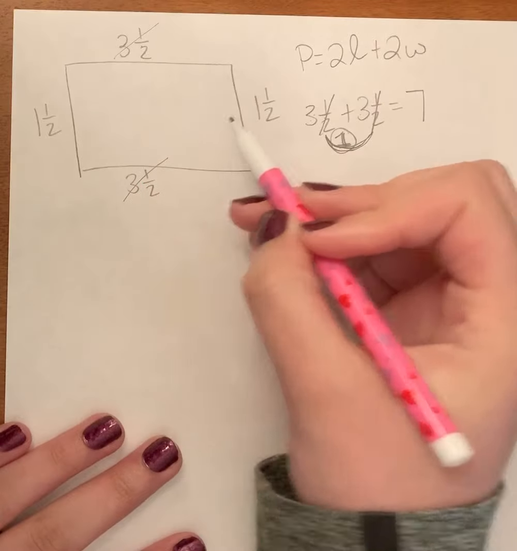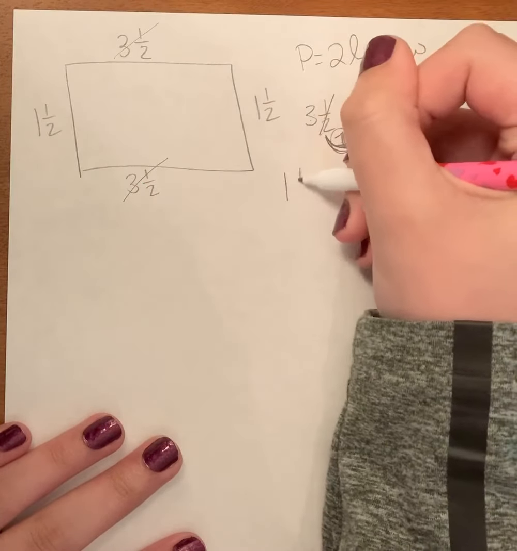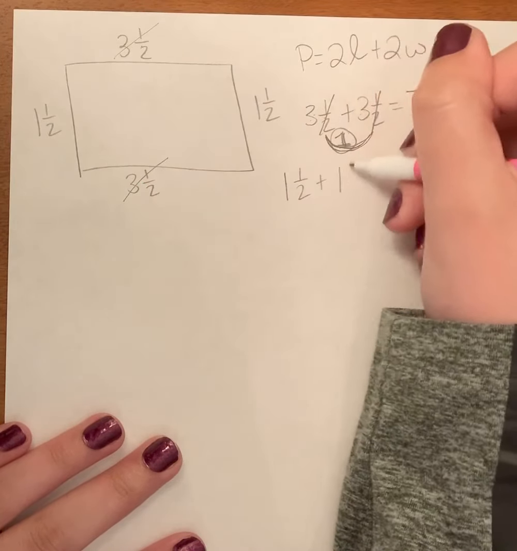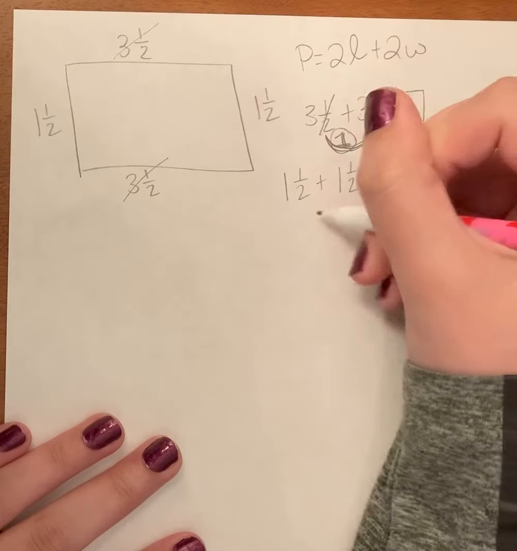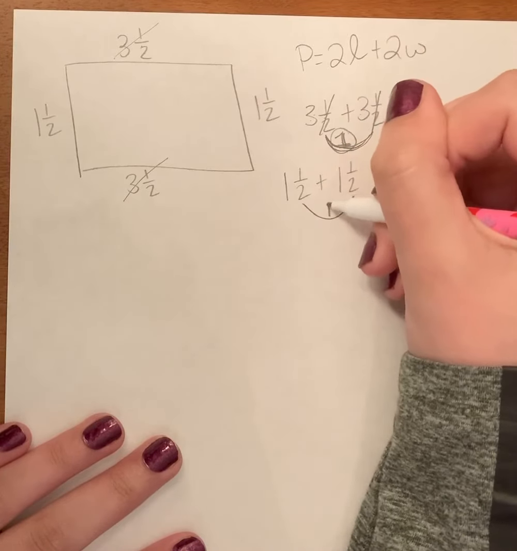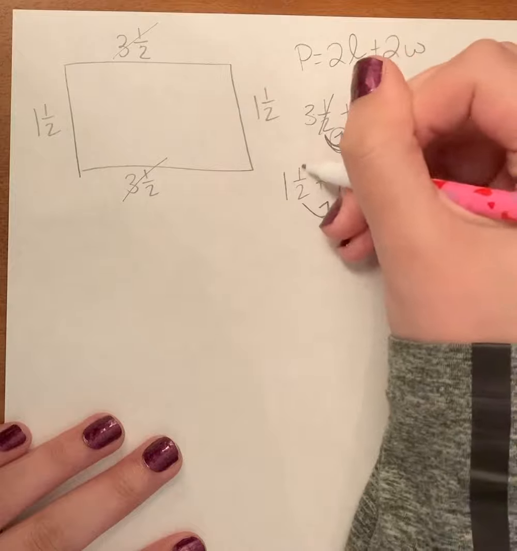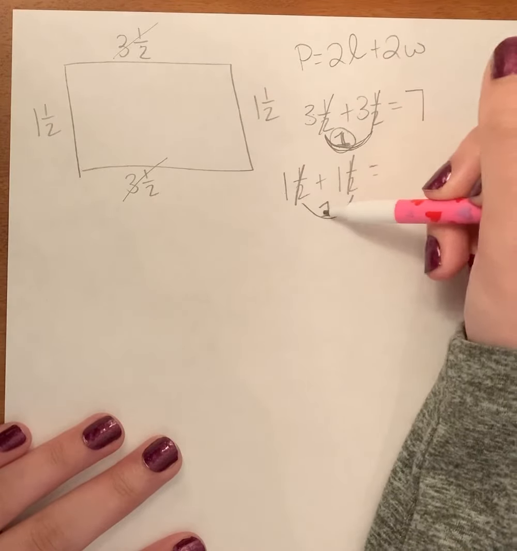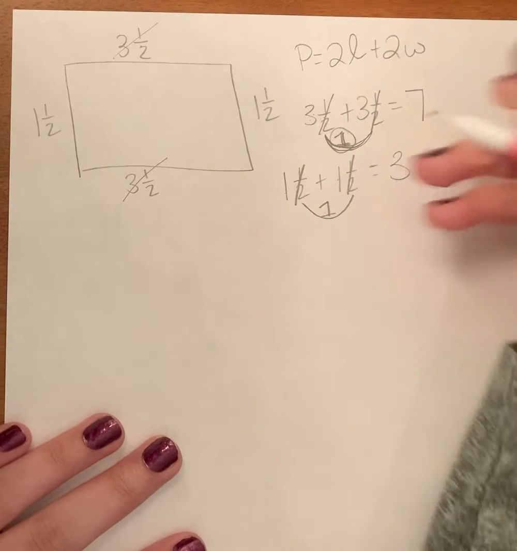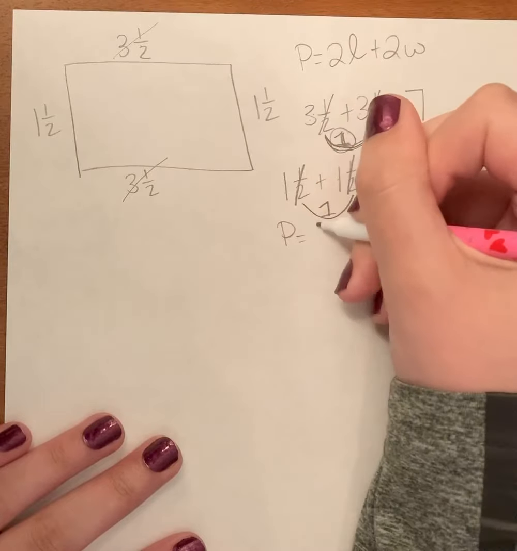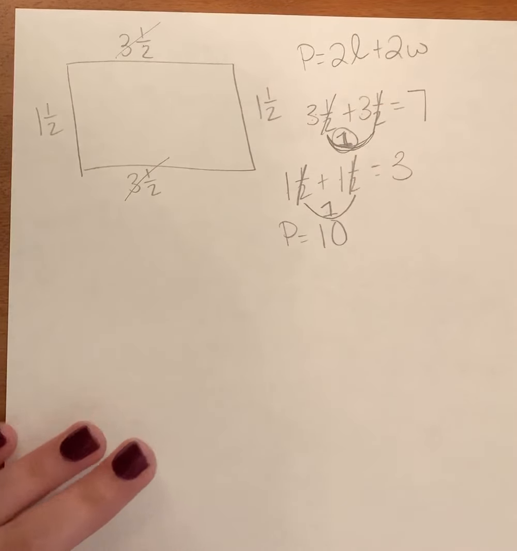I still have to add my 1.5s. So now I'm going to go ahead and do the same thing with 1.5 plus 1.5. So again, I'm going to look at my 1/2s. I know that gives me 1 whole. So I took care of the halves. Now I have 1 plus 1 plus 1, which gives me 3. So my perimeter of this rectangle is 10.